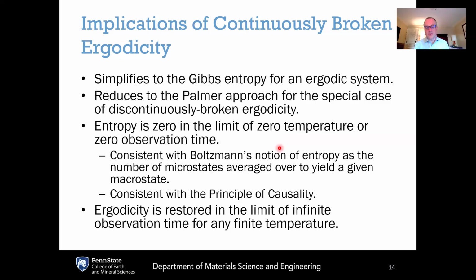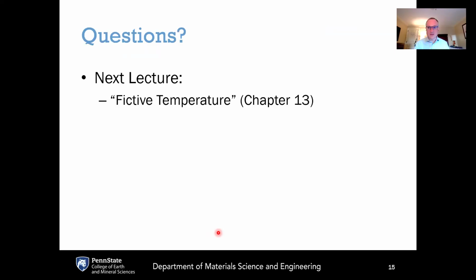It's consistent with Boltzmann's notion of entropy as the number of microstates that are averaged over to yield a given macrostate. And it is consistent with the principle of causality, since the properties of the system can only be affected by the microstates actually visited by the system. Another implication is that ergodicity is restored in the limit of infinite observation time for any non-zero temperature. So all of our normal thermodynamics and statistical mechanics for equilibrium systems can be recovered in that ergodic limit.